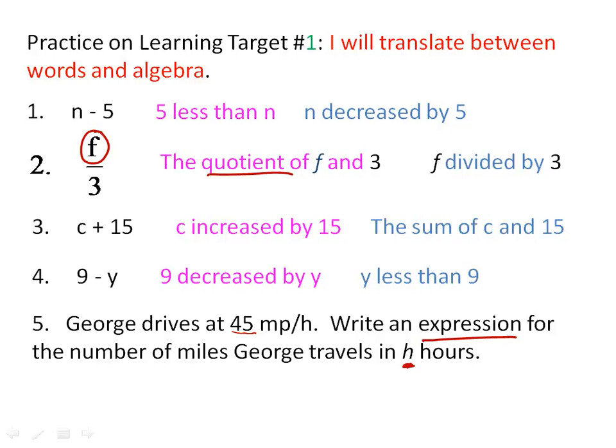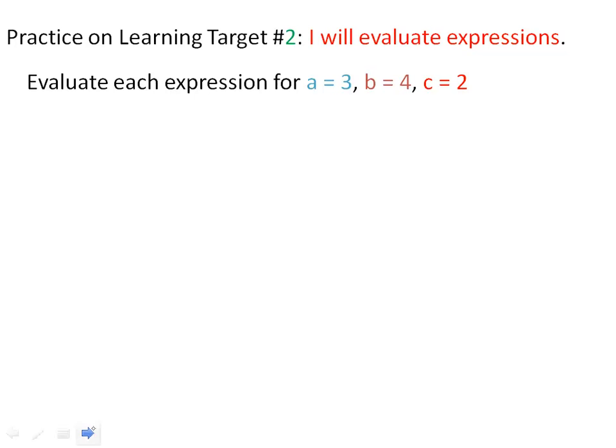Well, if I were to ask you how far you went if you traveled 2 hours, most of you would know. You'd say, well, you go 45 times 2, or in 3 hours you'd go 45 times 3. So obviously you're taking this rate of speed, 45 miles per hour, multiplying it by the number of hours. So we want our expression to show that, 45h. All right, so that's the practice on learning target 1. So remember those keywords that we took on the previous slide are key to that.